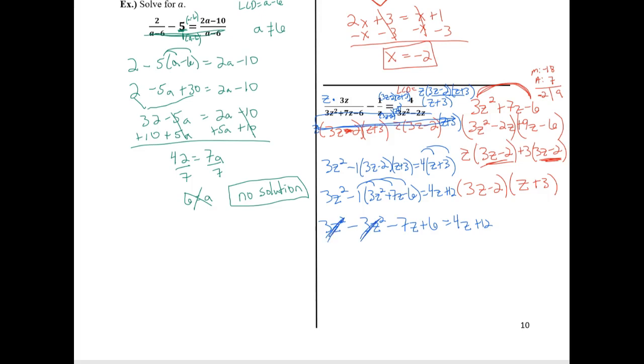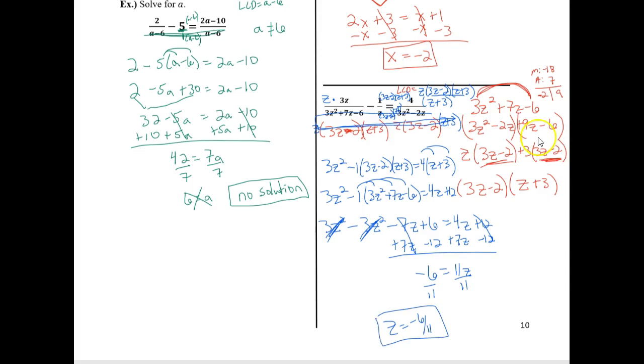I want to get all my variables on one side. I'm going to go ahead and add 7z, add 7z. If I move my variable to the right, I'm going to move my constant to the left. And what am I left with? Positive 6 minus 12 is a negative 6. Positive 4z plus 7z is 11z. I divide both sides by 11. And my final answer is z equals negative 6/11.